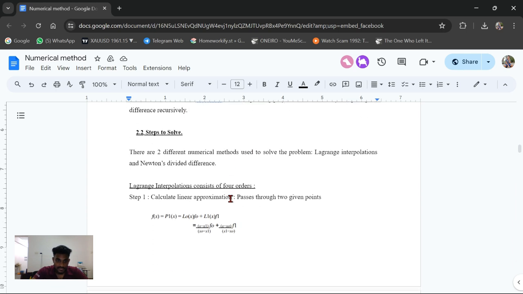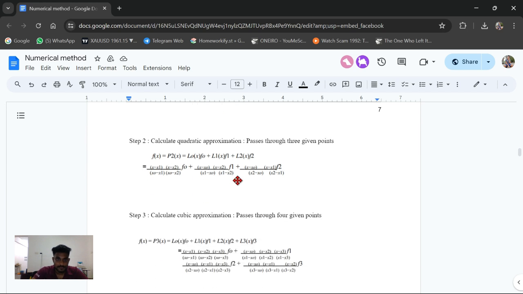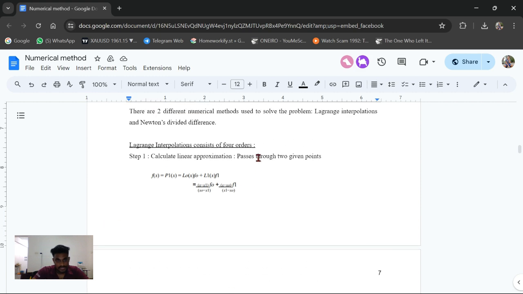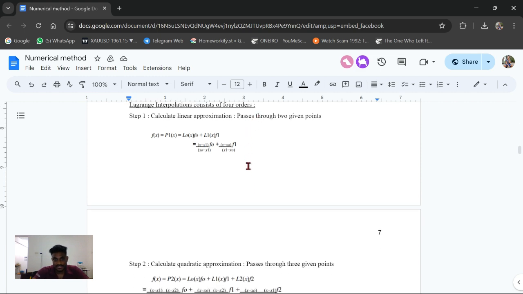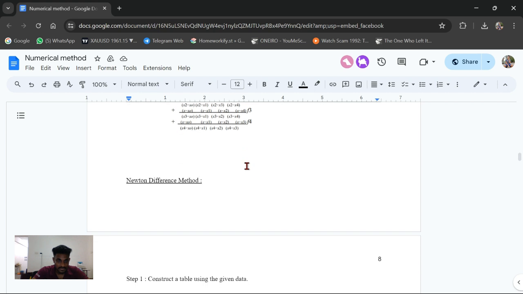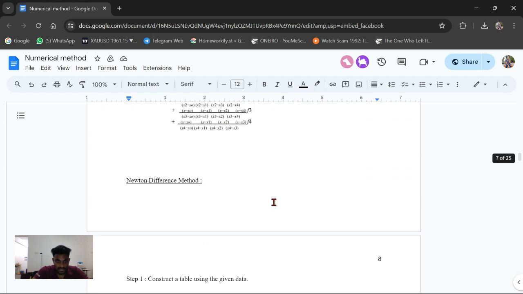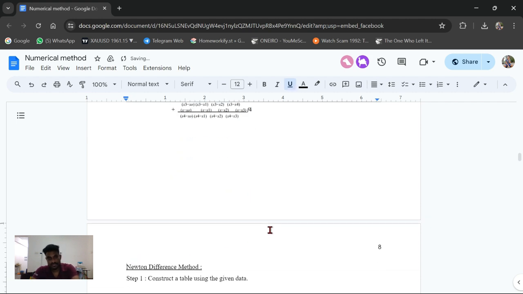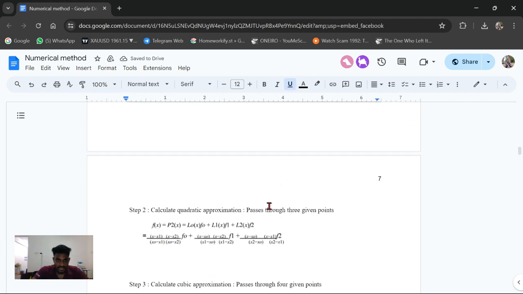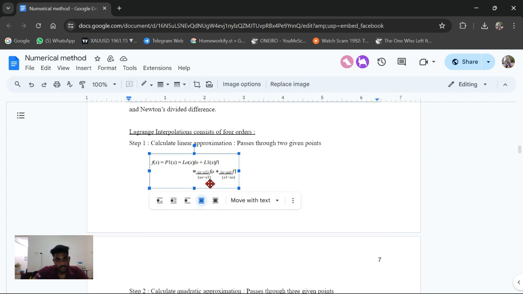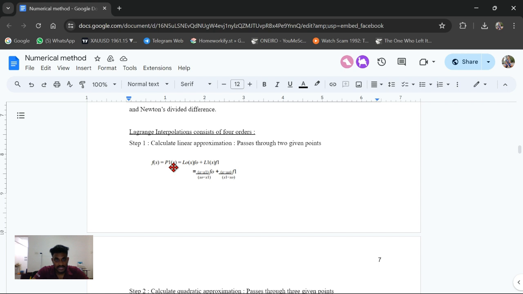So as far as we can see, these are the steps to find Lagrange interpolations. After we find everything, we are just going to substitute with the table that has been given before. So this is Newton's divided difference method, and these are Lagrange interpolations. As we can see, this is the formula: f(x) equals P1(x) equals L0(x) f0 plus L1(x) f1.